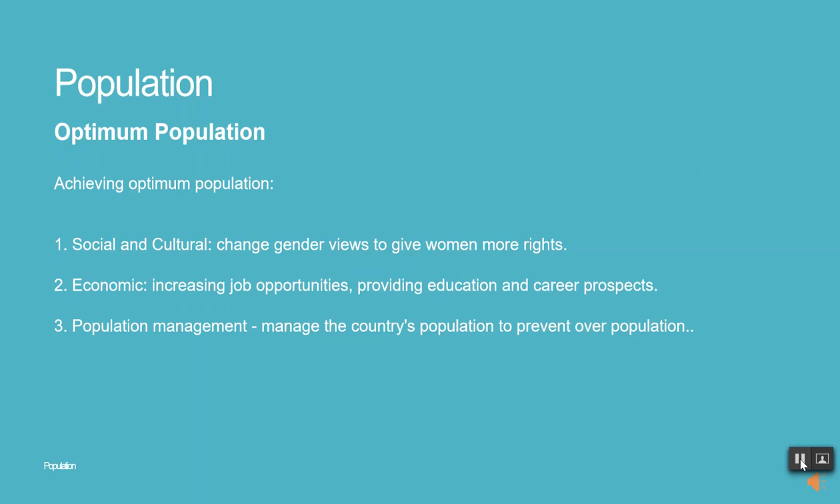To achieve optimum population, a country should consider the following. 1. Social and cultural: change gender views to give women more rights. 2. Economic: increasing job opportunities, providing education and career prospects. 3. Population management: manage the country's population to prevent overpopulation.